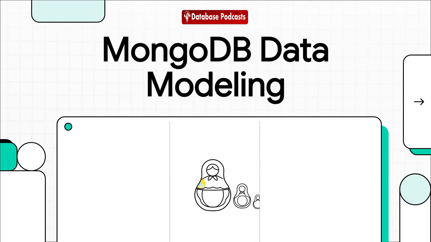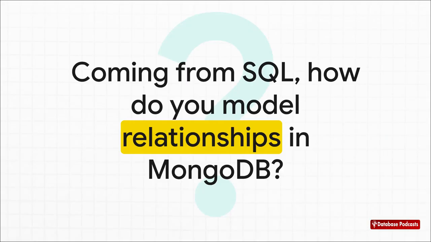All right, so if you've ever made the jump from the superstructured world of SQL over to the flexible universe of MongoDB, you have almost certainly slammed into one big question. How in the world do you handle relationships between your data? It's honestly one of the biggest mental shifts for developers, so today we're going to break it all down. So let's get right to it.